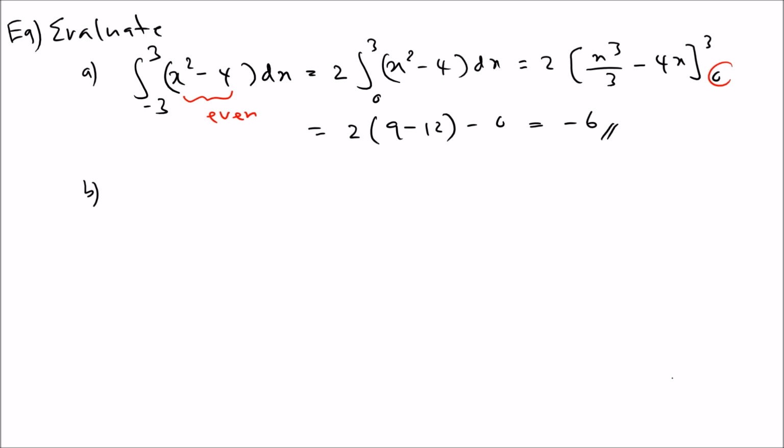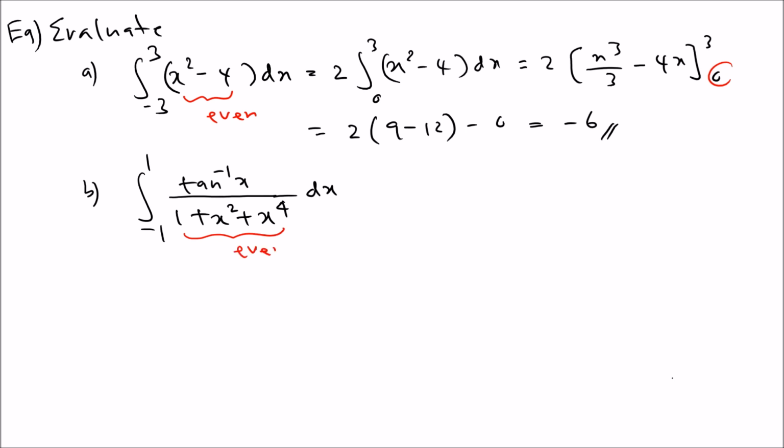And the next one is, let's say, the integral from negative 1 to 1 of tan inverse x divided by 1 plus x squared plus x to the 4th, dx. What do you know about those two functions? The bottom function is clear. These are all even powers, so it's an even function, because when you plug in negative x, you get the exact same one. What about the top one, tan inverse x? Is it an even function or an odd function? We know that tan is an odd function, so the inverse is also an odd function. So this is an odd function.